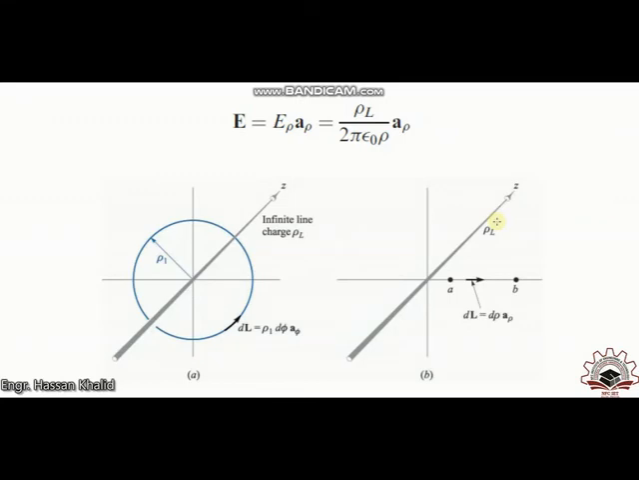We can also define the electric field intensity of an infinite line. It is given by the function E equal to E rho in the direction of rho, that is, rho L divided by 2 pi epsilon naught rho, in the direction of rho. You can easily see that if there is a charge traveling around the infinite line, and there is some field around that charge in a circular path, you can use the cylindrical coordinate system to transform it: dl in the direction of phi is rho1 d phi in a phi.